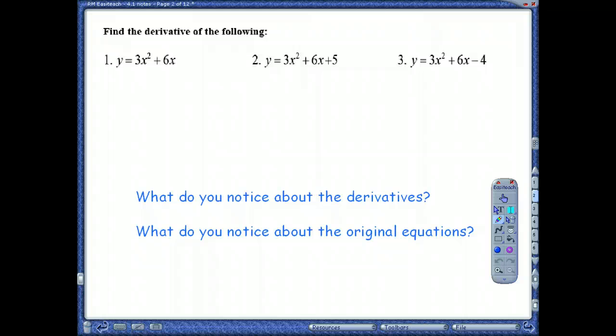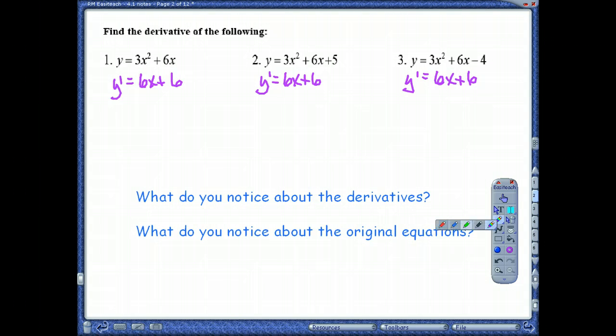So let's look at the derivative of all three of these functions. These functions are all different. When I take the derivative here, I'm going to get 6x plus 6. When I take the derivative of this one, I get 6x plus 6. When I take the derivative of this third function, yep, you guessed it, 6x plus 6. Now, all of these functions were different, but all their derivatives were the same. What was different about these equations? The constant. There wasn't even a constant here.